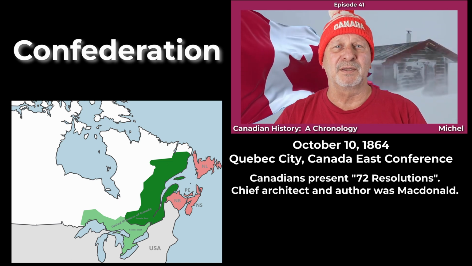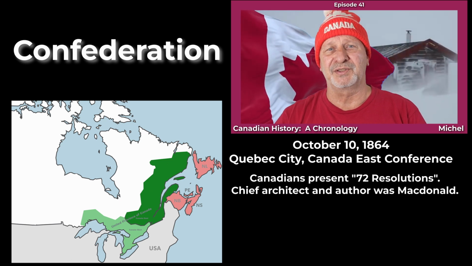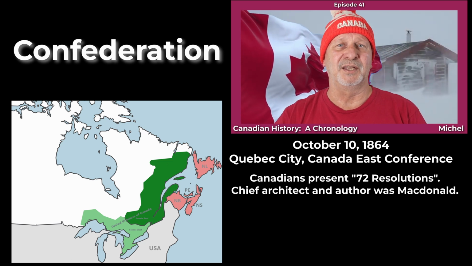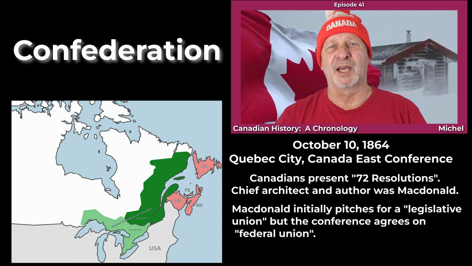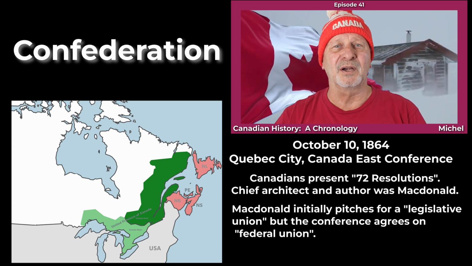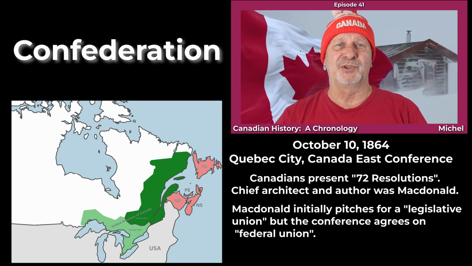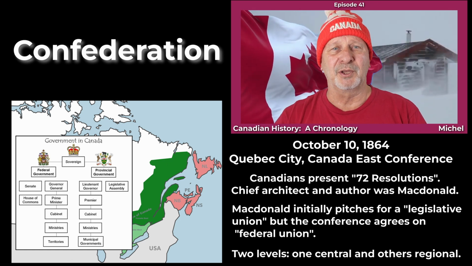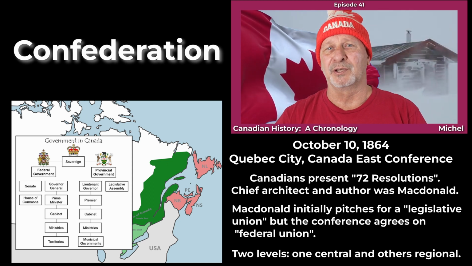When looking at governmental systems to choose from, places like Britain and France are examples of unitary states. They were single, strong, central governments, also known as legislative unions. This was MacDonald's initial pitch, but this was shot down by the regional delegates who argued that this would not work in a place as large and diverse as the colonies. Instead, a federal system was agreed upon, that being 2 levels of government, a central one to manage matters of common national interest, and provincial ones to manage local and regional matters.